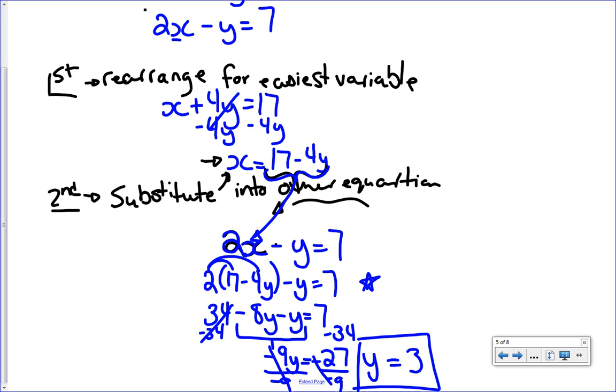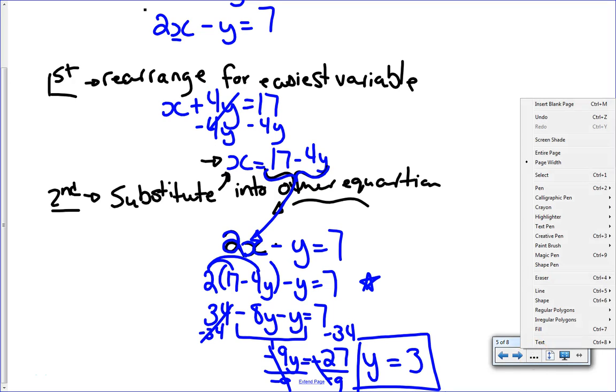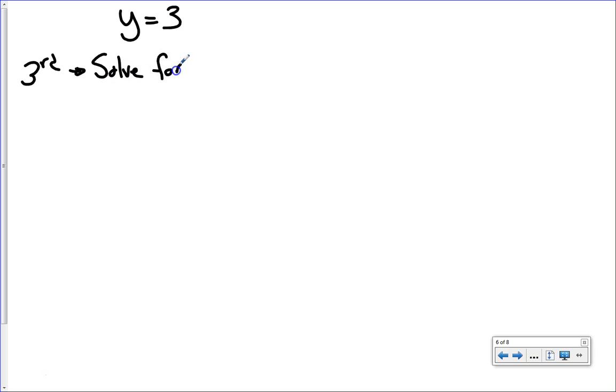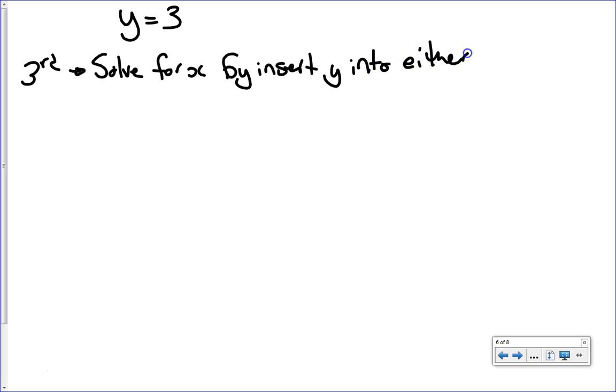So now that I have found the y value of my intersection, I then need to figure out the corresponding x value of my intersection. So I would, again, same thing as elimination from here. I take that y value and I substitute it into either equation. We just figured out that y is equal to 3. And my third step would be just to solve for x. This should say by inserting y into either equation.